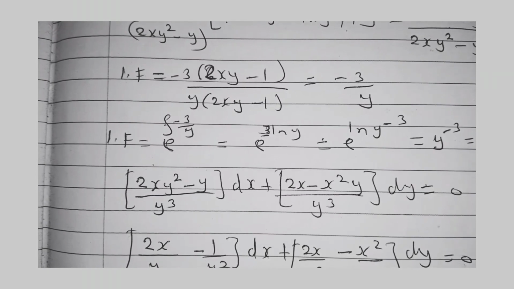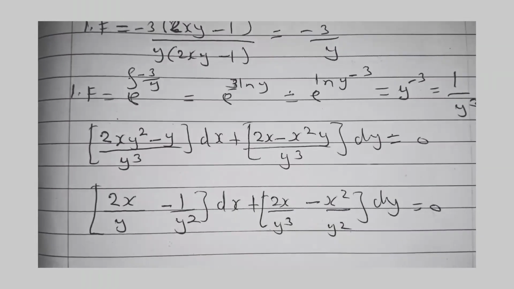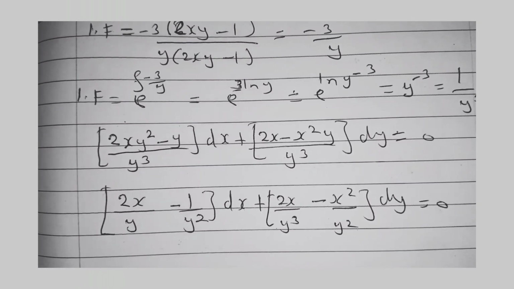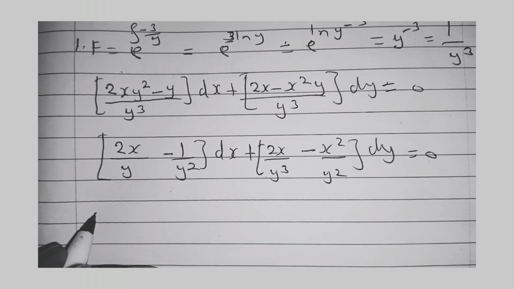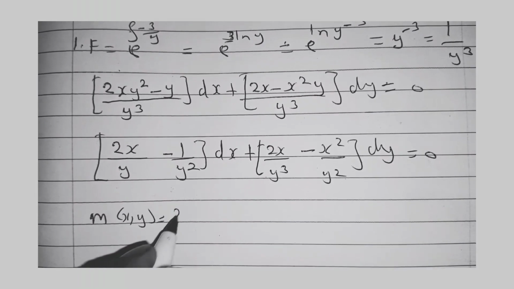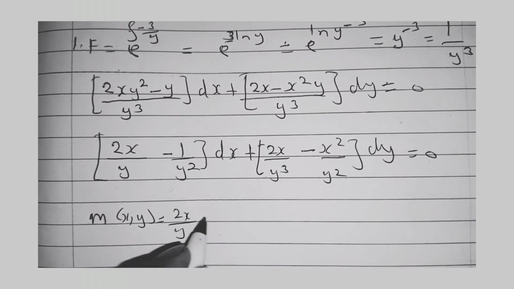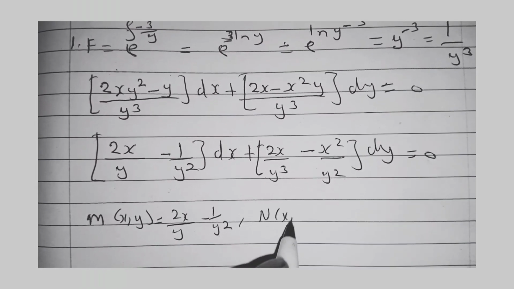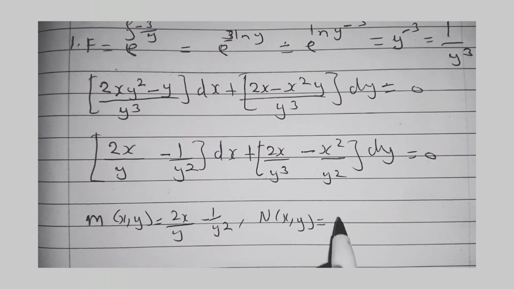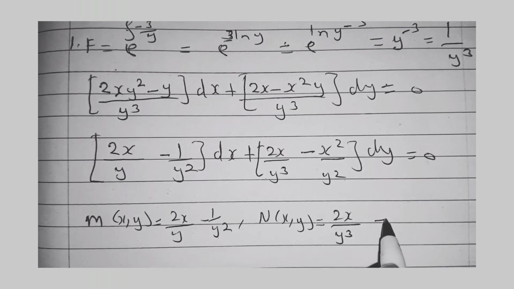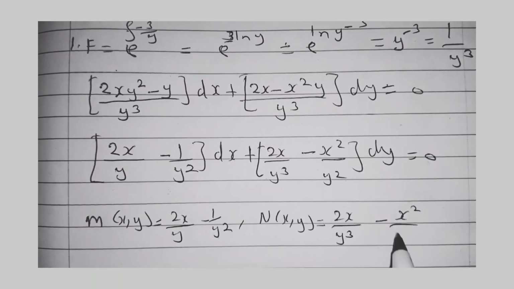So the next thing now which we do is to check whether our resulting ODE is exact. So we take our M, which is a function of y and x, is equal to 2x over y minus 1 over y². Our N, which is also a function of x and y, is equal to 2x over y cubed minus x² over y².